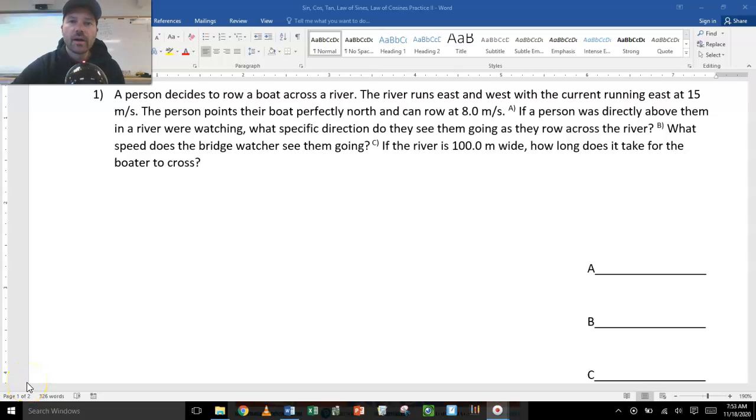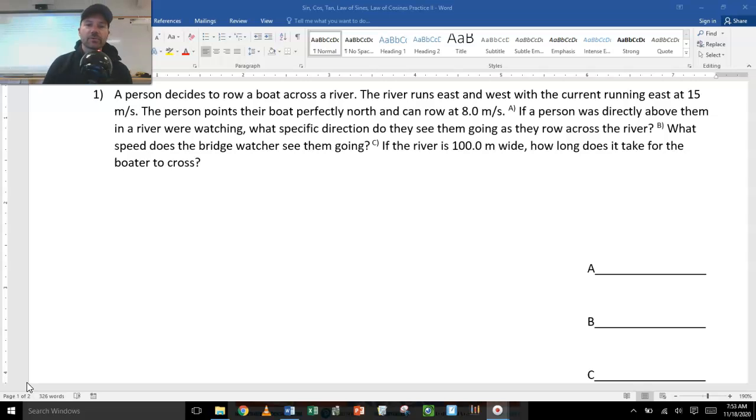Hey physics friends, I want to talk to you today about the worksheet sine, cosine, tangent, law of sines, law of cosines, practice number 2. I'm going to be going through the first 3 questions today, so question 1, question 2, question 3. I may save the next 3 questions because these get a little bit long as I'm explaining them. So let's get started.